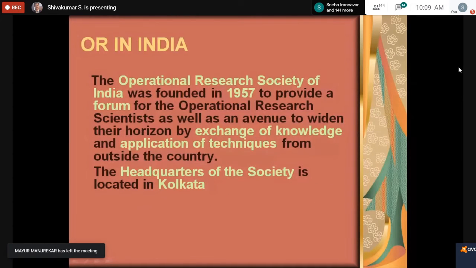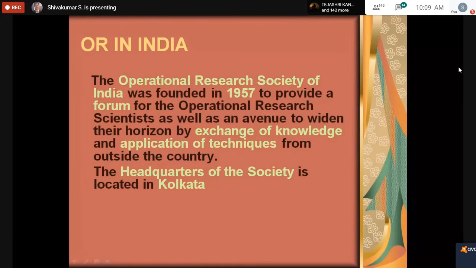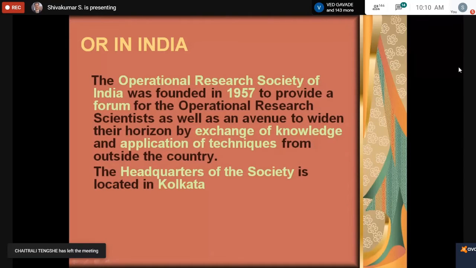OR Society of India was founded in 1957 to provide a forum for the operation research scientists as well as an avenue to widen their horizon by exchange of knowledge and application of techniques from outside the country. The headquarters of the society is located in Kolkata. In fact, Kolkata is famous for two things. One is, of course, the Indian Statistical Institute, and the second thing is the OR Society. These two are located in Kolkata only.